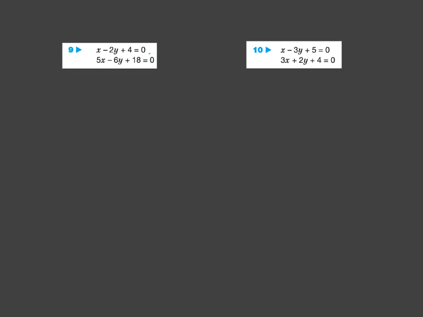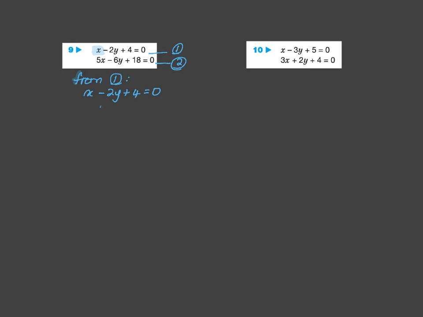In number 9, there's equation 1 and that is equation 2. And it looks like I'm going to have to work with equation 1, or it's going to be easier to get x as the subject of the formula. So from equation 1, x minus 2y plus 4 is equal to 0. I want x by itself. It must be the subject of the formula. The first thing I'm going to do is subtract 4 from both sides.